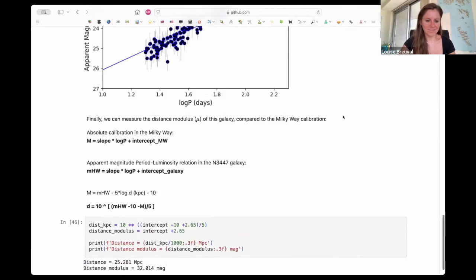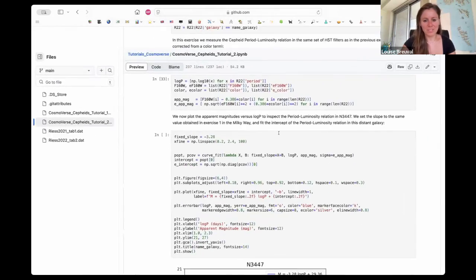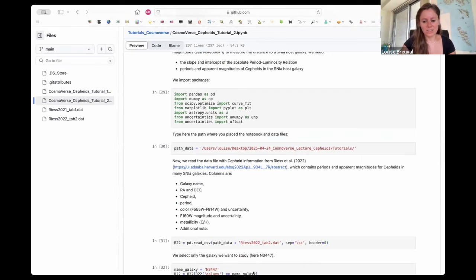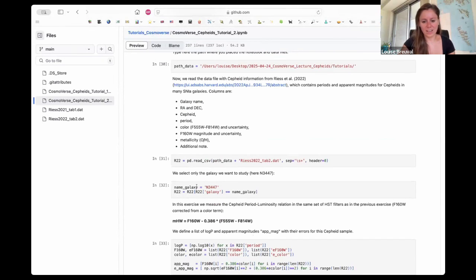So yeah, that's it. Feel free to play with this data. It's really nice. Especially this table has really a lot of different galaxies. So you can really see a lot of different PL relations in different galaxies.